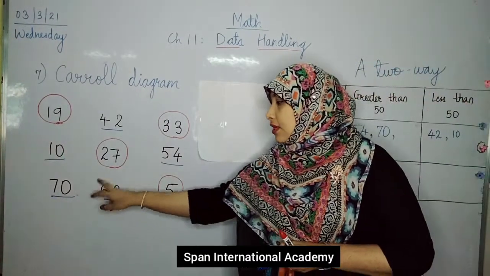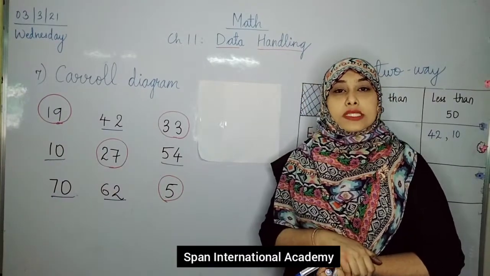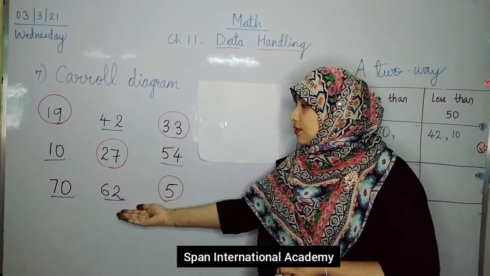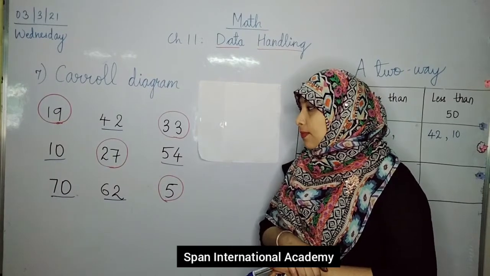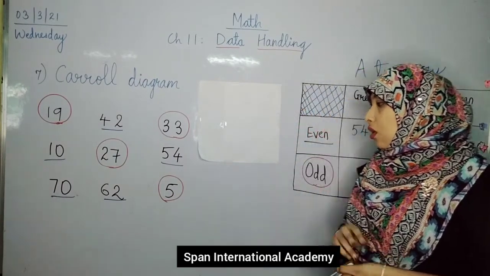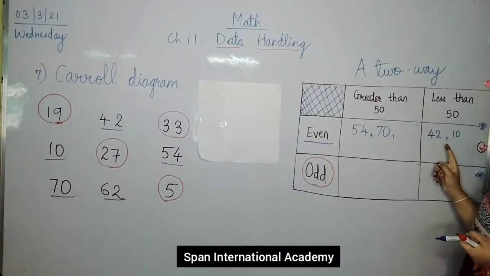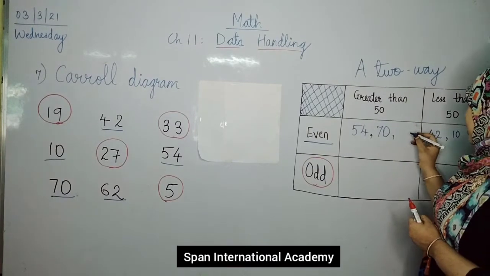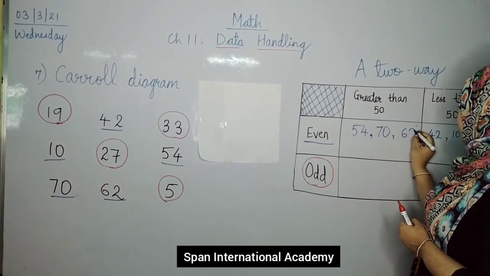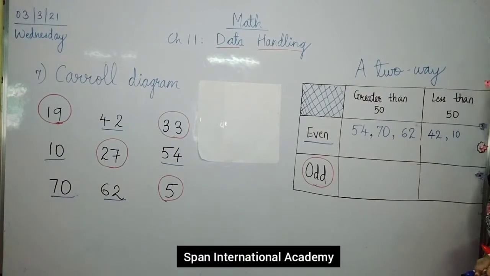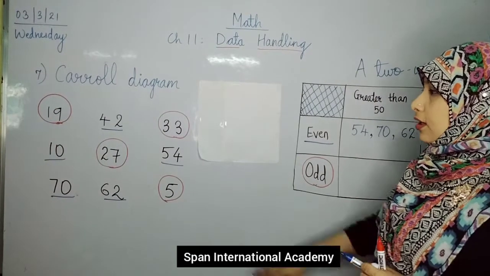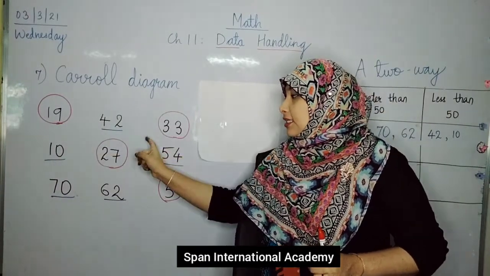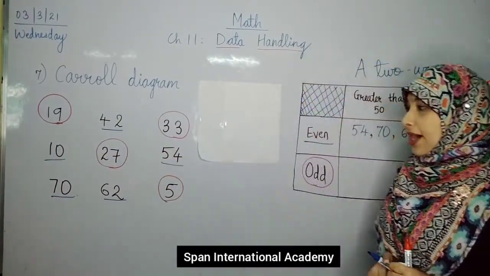And the last even number that we have is 62. Where is 62 going to go now? It is going to go under greater than 50. So in this way we have represented all the even numbers as greater than 50 and less than 50. Now let us move ahead and see the odd numbers. The odd numbers are 19, 33, 27 and 5.